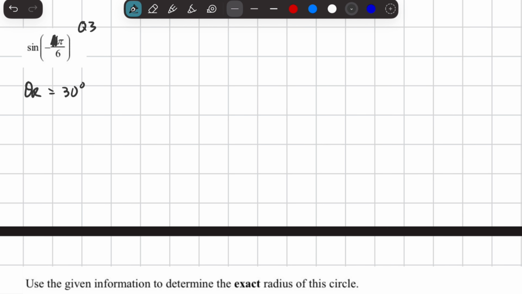However, we are in quadrant 3, so it's going to be a negative. So we have negative 1 over 2. So you can just put this equals negative 1 over 2. And that is your answer there.